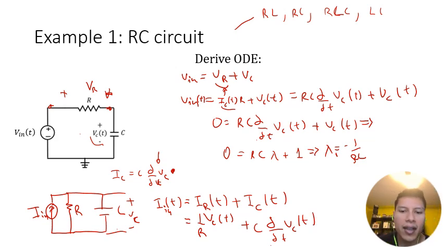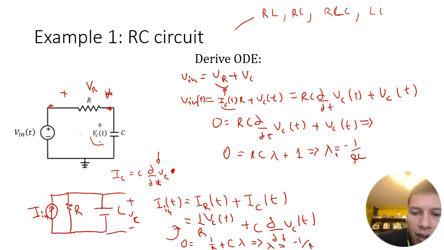In particular, if we wanted to find the homogeneous response, we would set this to 0, and then we could find our characteristic equation. So we would have 0 equals 1 over R plus C lambda, and that would give us again that lambda is equal to negative 1 over RC. So those are two examples of first order RC circuits. Now let's look at an RL circuit, and we're going to actually solve the full RL circuit.